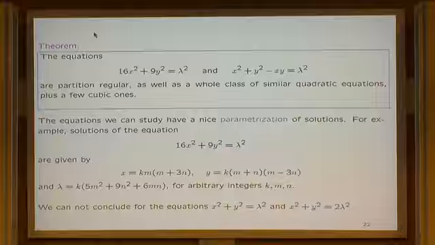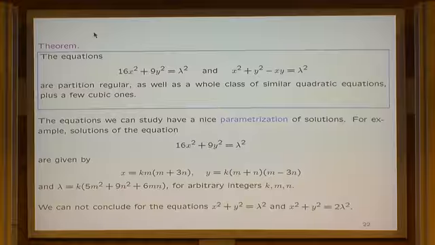Because we have a good parameterization of the solution. If you take arbitrary k, m, n, which are integers, and define x to be k, m, n plus 3n, and y to be k, m plus n, m minus 3n, then for some lambda that I don't read, we have a solution. But we need a parameterization of this kind. So this is our condition.